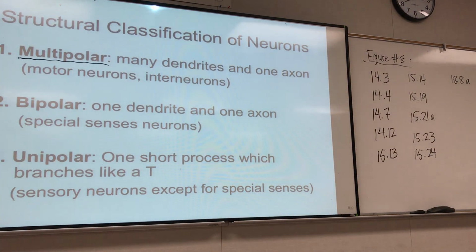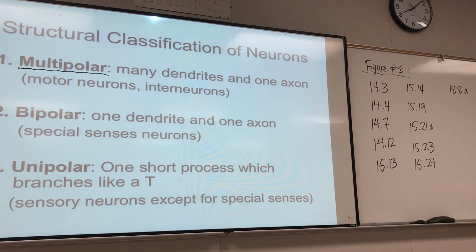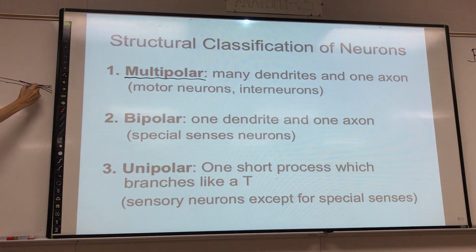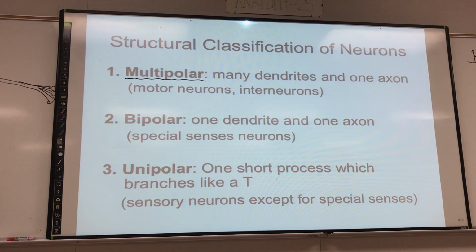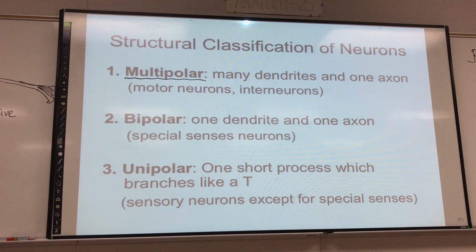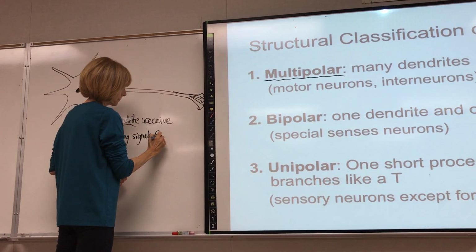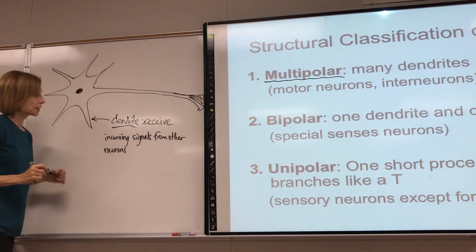So these are the ones that have all these processes sticking out that look kind of like that, and then that one long process called the axon that branches. These would have the synaptic knobs. Here's our cell body with our nucleus. Okay, so what do dendrites do? These receive incoming signals, right, from other neurons.